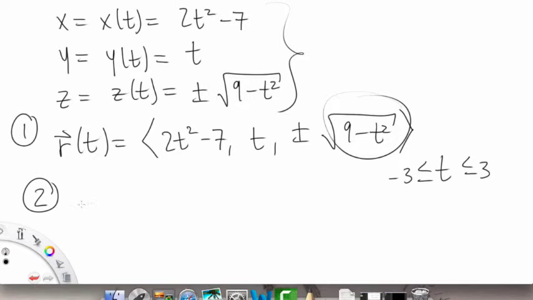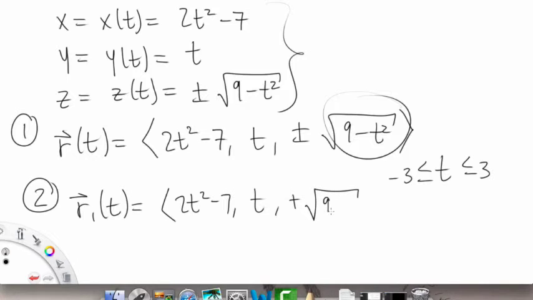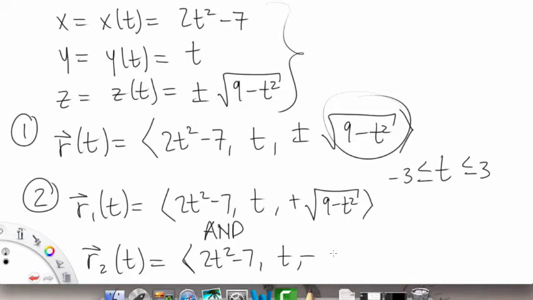Or we could do it a second way and list it as r sub 1 of t equal to everything as you see above, but this time we pick the positive square root for one of them, and these two go along with each other. Both of them make up the complete answer. Then we have the negative one down here. So we basically just split it up into two curves if you want to do that instead. Again we have our domain restriction here, induced by the square root sign.